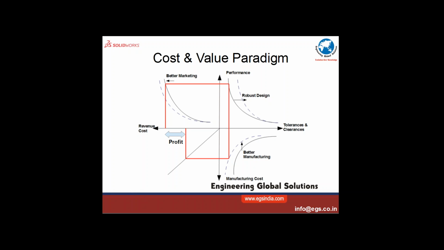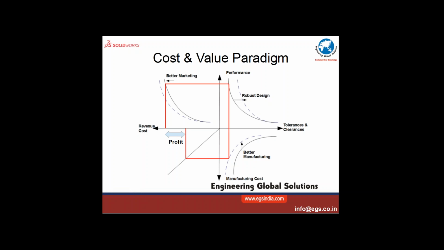When we look at this graph, we see that for a particular performance, for a manufacturing capability, and with regard to the marketing practices, we can see that the revenue and the cost come on either side as shown by the red lines. The difference between these two results in the profit or reflects on the profit.